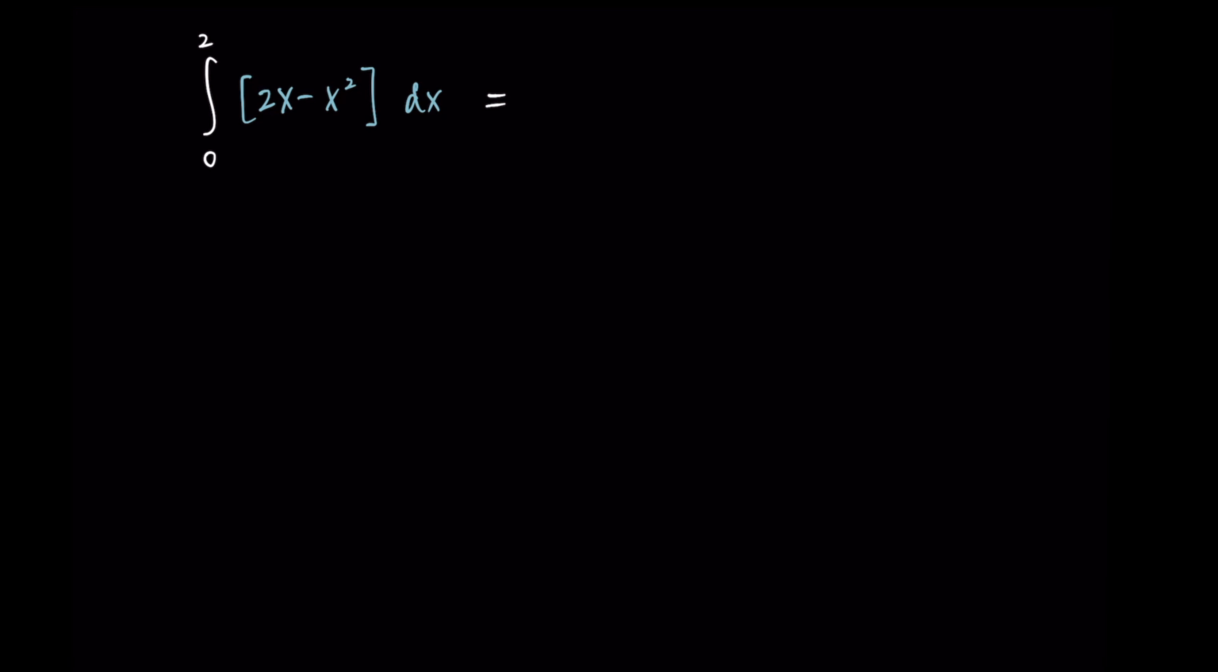Alright, time to evaluate this integral. I'm going to split it up into two integrals just to show those steps. So I'm looking at the integral from 0 to 2 of 2x and the integral from 0 to 2 of x squared. For integrating both of these, I'm just using the power rule where I add 1 to the exponent and divide by that new exponent. So for 2x, I have that 2, it's a constant, that stays. Then I increase the exponent by 1 and divide by that new exponent.